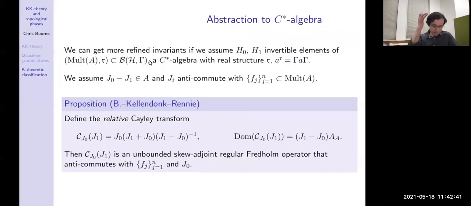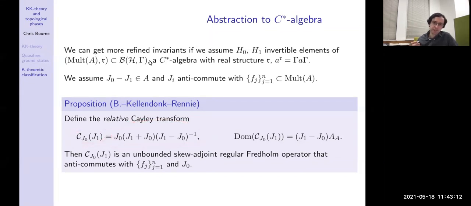Okay, so once you have that, I can now do what I did before. You might remember that when I took a unitary, I could take its Cayley transform and build a Kasparov module. But now I have a pair of skew-adjoint unitaries, so I'm going to define something called the relative Cayley transform, which now has input as both J0 and J1.